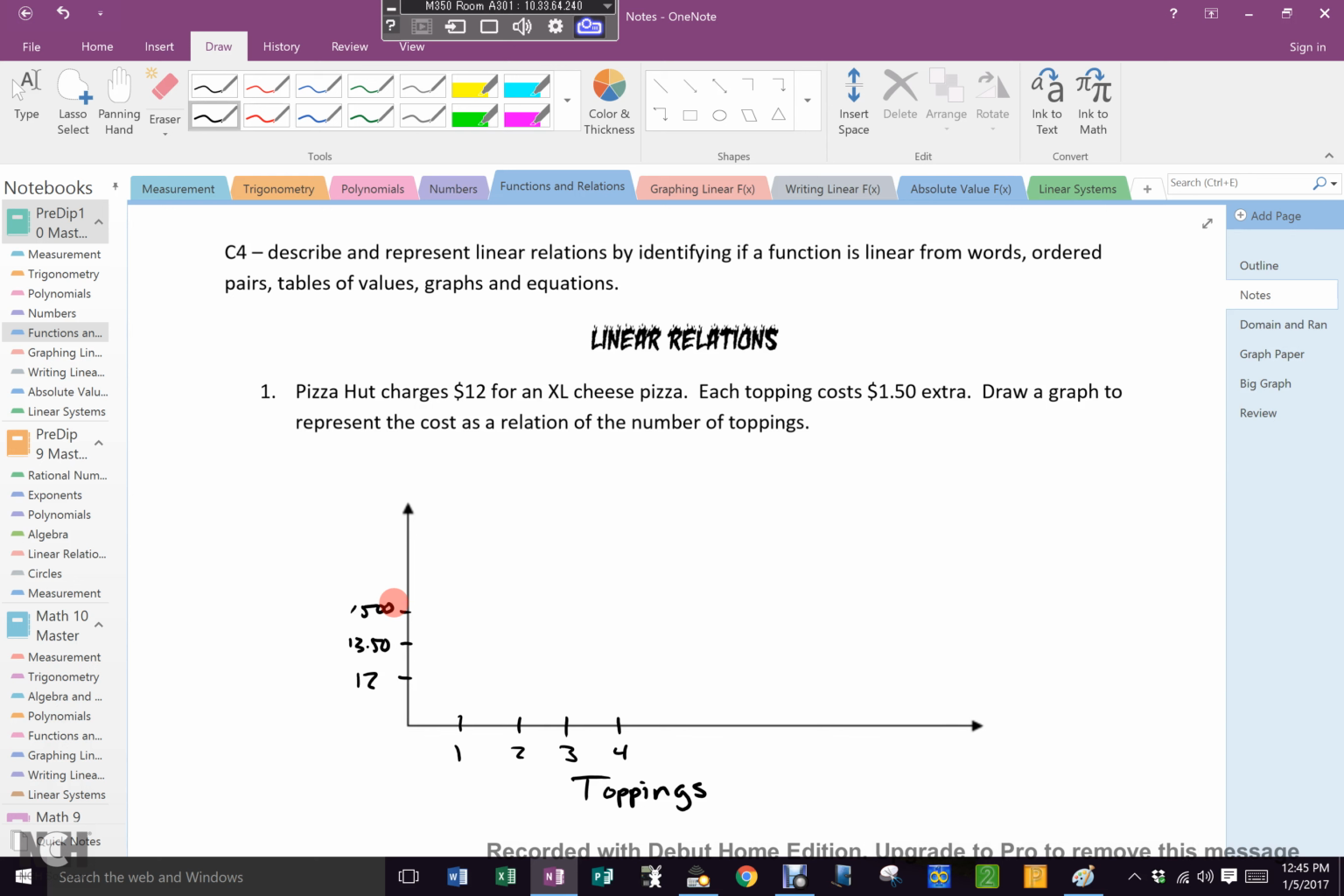0 to 1 is $12, right? So if I have a one-topping pizza, it's going to cost me $12. I would like to add a second topping. I would like to add pepperoni. So how much is it going to cost me? $13.50.